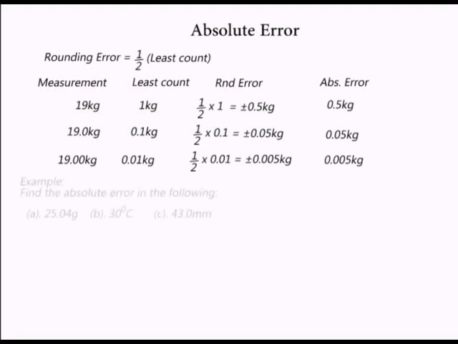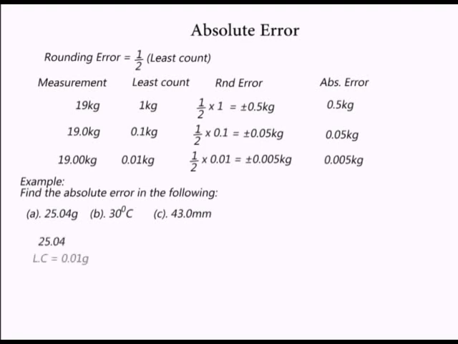For example, find the absolute error in 25.04 kilograms, 30 degrees Celsius, and 43.0 millimeters. In the solution, A, 25.04 grams. Least count is 0.01 grams. Rounding error is a half of that, which is a half times 0.01. That is equal to plus or minus 0.005. We disregard the sign and give absolute error as 0.005.